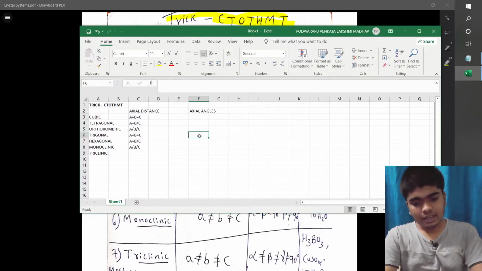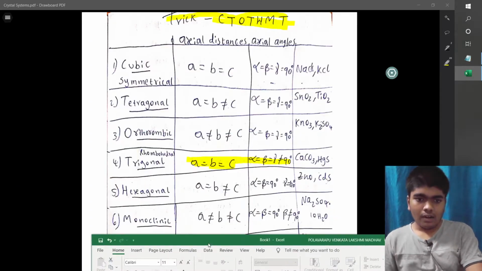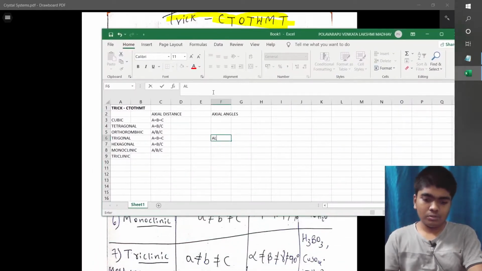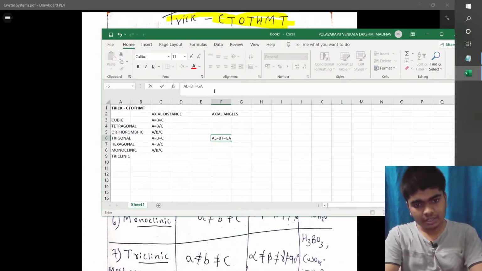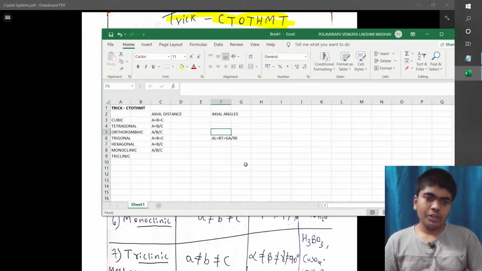You need to just write alpha equal to beta equal to gamma not equal to 90. Yeah, fine. So if you are just, you need to just stay here.